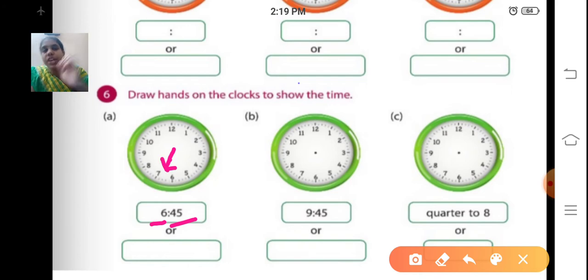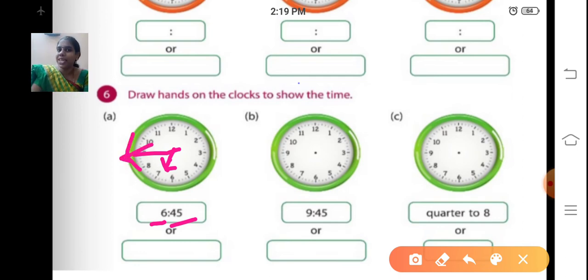So this is the shorter hand. Correct. Now 45 minutes. So 45 means where should the longer hand be? 9. 9 5s are 45, isn't it? So the longer hand should be at 9. Just draw inside only, okay?